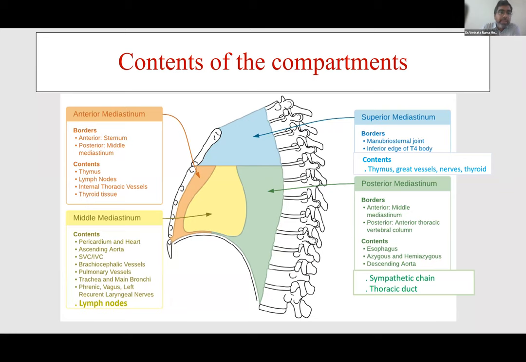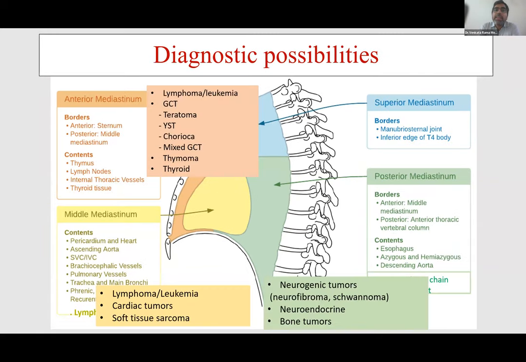Then moving on to the middle mediastinum, here you encounter the pericardium, the heart, and the major blood vessels. And the posterior mediastinum is a place where you have other vasculature like the descending aorta, azygos, hemiazygos, and esophagus. And most importantly, we see the sympathetic chain in this location, which can give rise to certain tumors. So the diagnostic possibilities will rely predominantly on what anatomical structures are lying within these cavities.